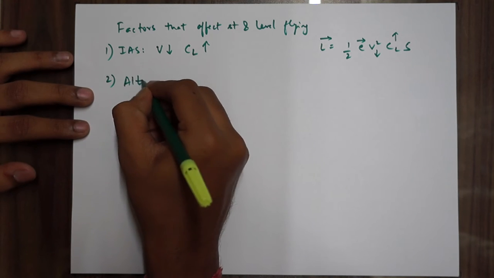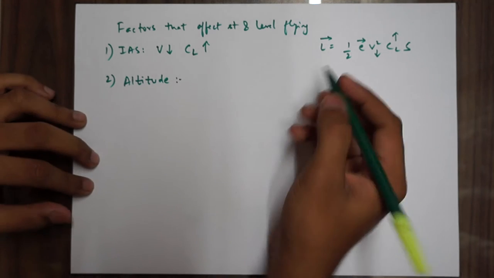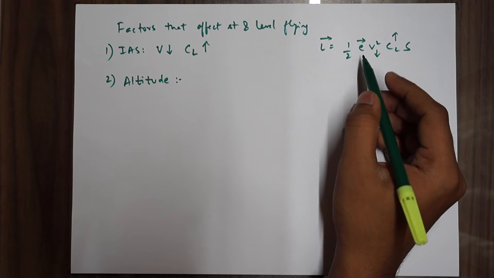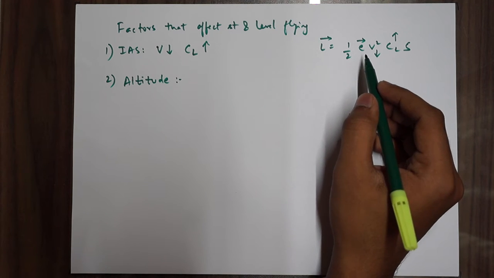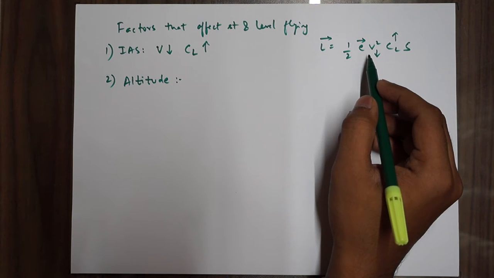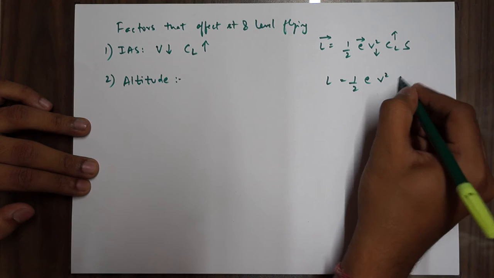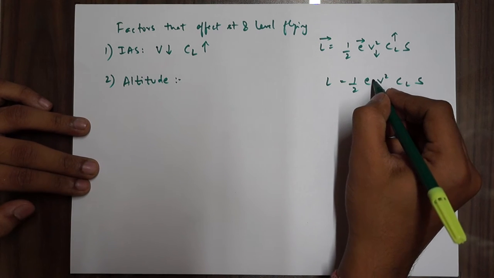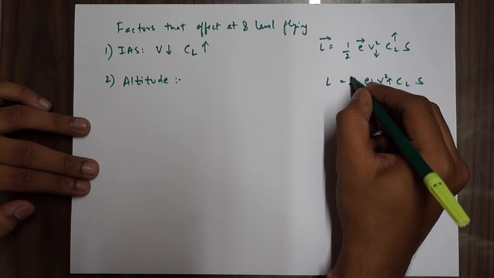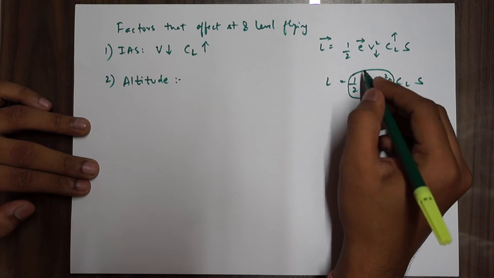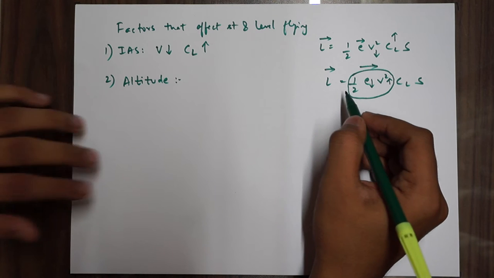Second, altitude. Not attitude, altitude. Here, what is happening is loss of lift. At higher altitudes, the density is reduced, which has to be compensated by higher TAS so that the total lift remains the same. So L equals half rho V square CL S. At higher level, the density is decreasing, so this is automatically compensated by an increase in TAS. IAS has to be constant, and then you maintain straight and level flying for a given angle of attack.